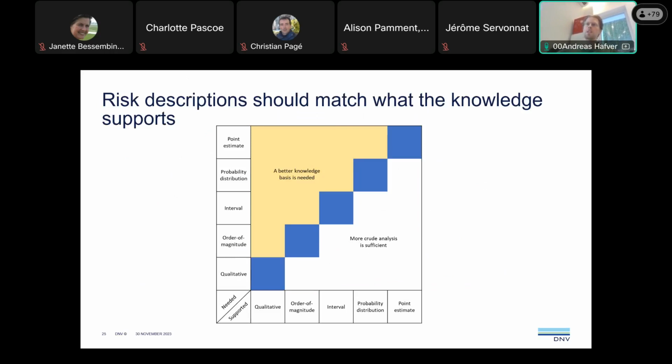Another way to show this is that the risk description needed should match what is supported by your knowledge. Sometimes to make a decision, it's okay to just be qualitative. So even if you can do a quantitative analysis, it may not be necessary to come to your conclusion. Other times you may need something more precise. So this figure is just trying to show that ideally there should be a match. You don't need to go into too much detail, but also it can be misleading to provide very detailed numbers when your knowledge basis doesn't really support it.